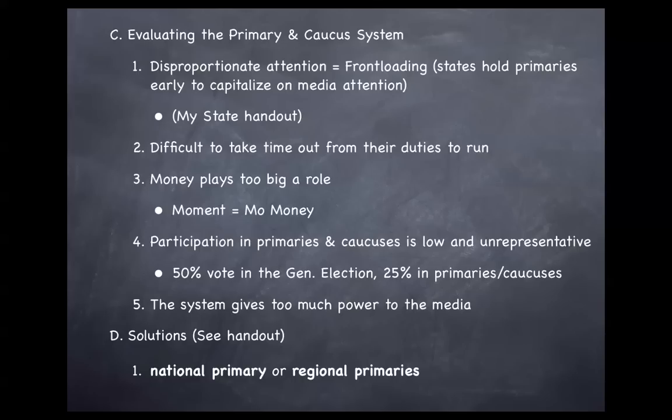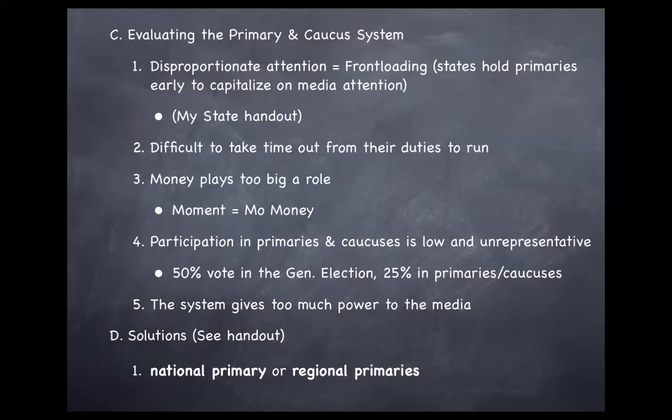Number 5, the system gives too much power to the media. Because of front loading, again, the parties and the party leaders in the states want to get that attention from the media, which gives the media a lot more power over who they think the front runners are, and who has a good chance of winning based on these early results, which can discourage people from even going out and voting in the first place.